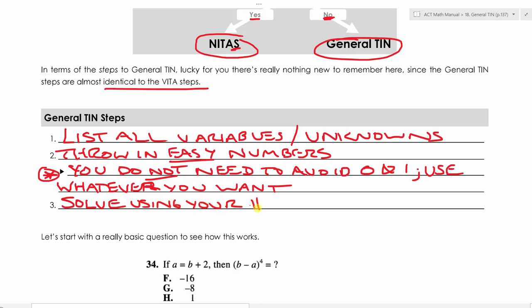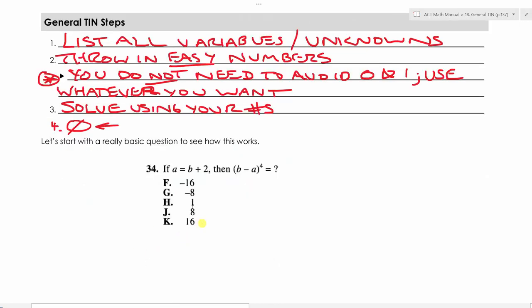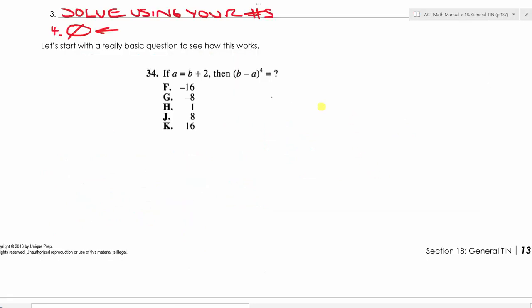Solve using your numbers. Now, notice there is no step 4 here like there was in Vita. In Vita, step 4 was to check all of the answer choices. In other words, to convert all the answers from variables to numbers. Well, in General Tin, you already have numbers in the answer, so there's no conversion that needs to take place. So let's take a look at number 34, which, as is often the case, we start with something that's fairly simple that you may very well be able to do using algebra, but we're going to do this with General Tin to get a feel for the technique.